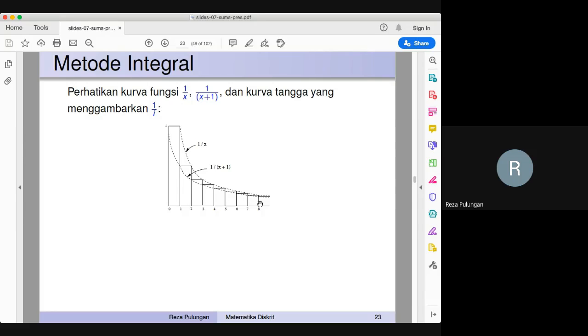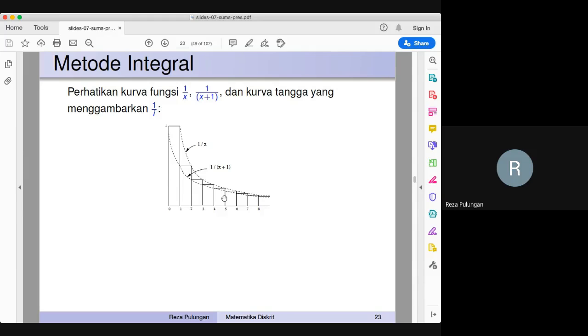Okay. Now, if you look at the function 1 divided by x, this is the curve that is produced by 1 divided by x. And this is the curve that is produced by 1 divided by x plus 1. Look at this: this is 1 divided by x, and this is 1 divided by x plus 1.